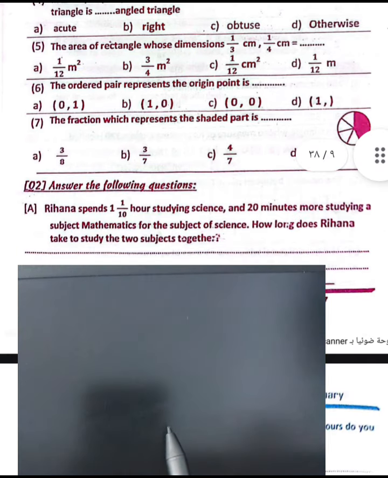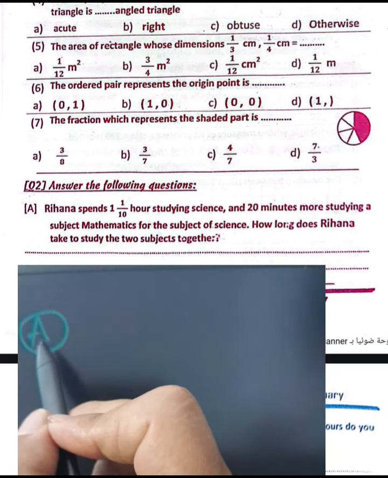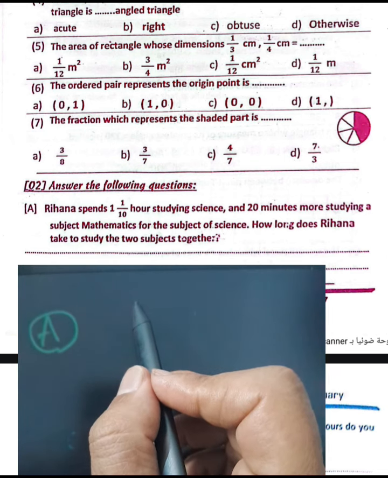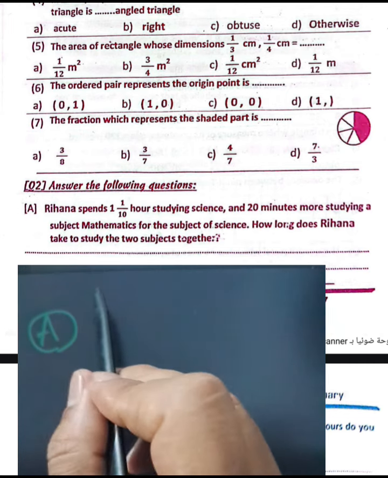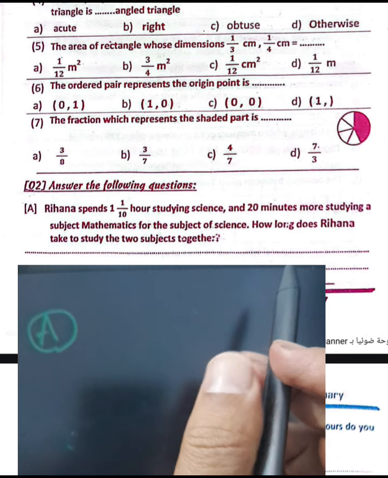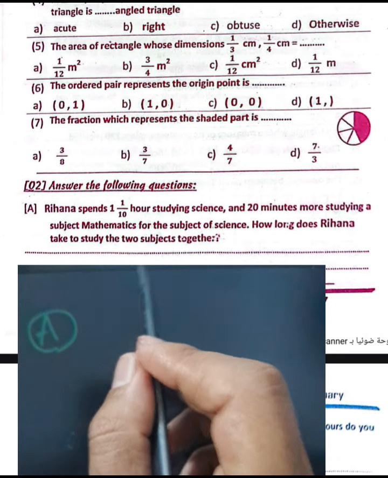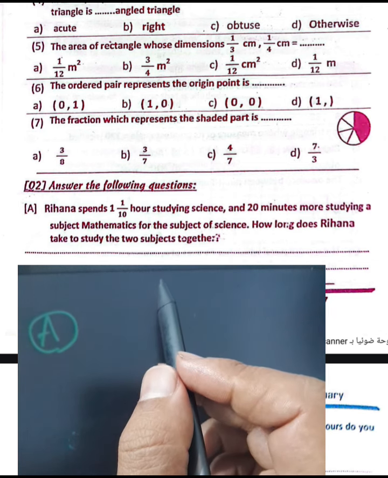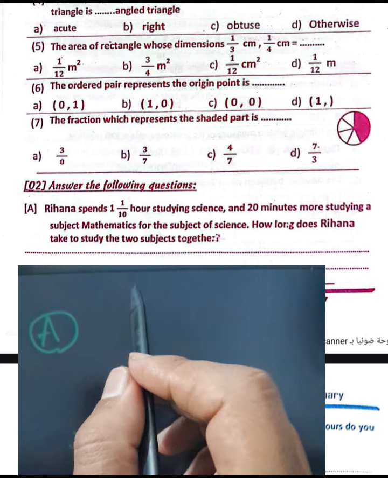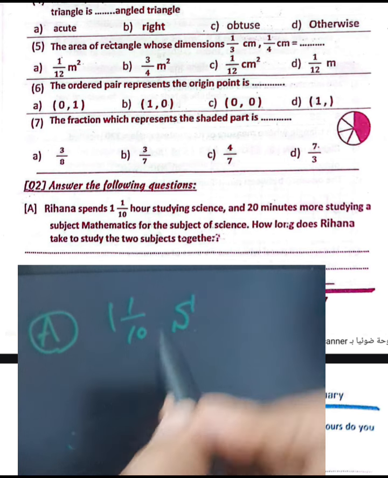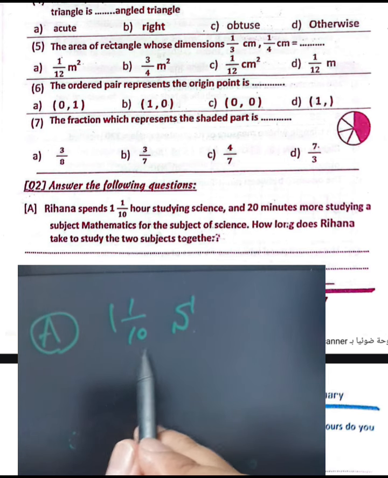Question number 2. Answer the following questions. Letter A. Rayhana spends 1 and 1 over 10 hours studying science and 20 minutes more studying mathematics than science. How long does Rayhana take to study the two subjects together? Rayhana spends 1 and 1 over 10 hours to study science, and 20 minutes more to study mathematics.